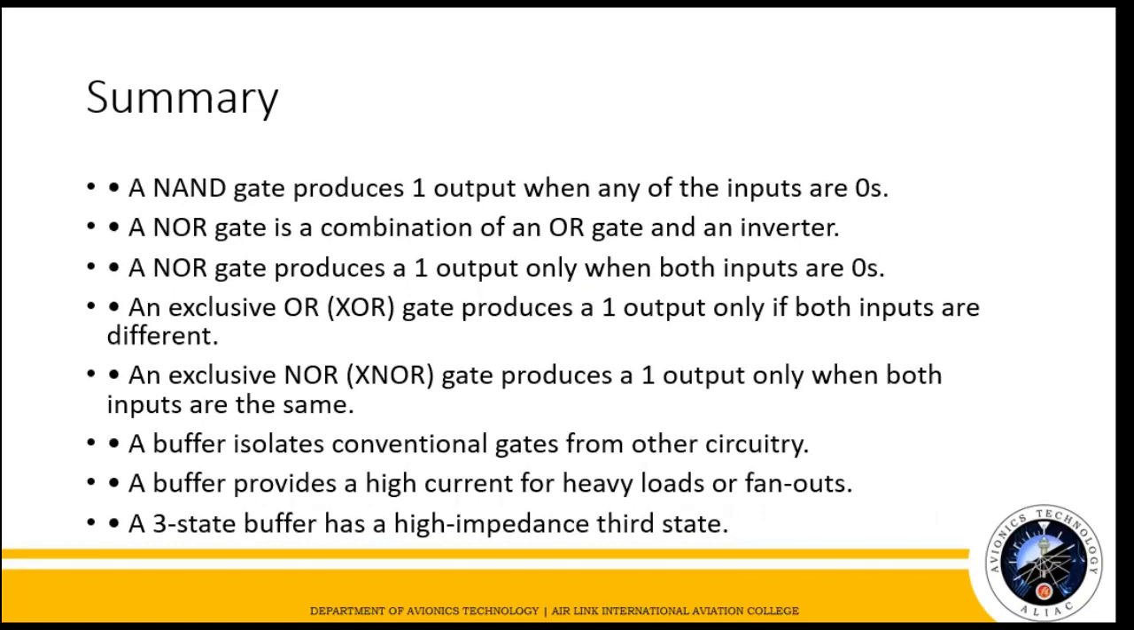So a NOR gate is a combination of an OR gate and an inverter. And a NOR gate produces one output only when both inputs are zeros. So an exclusive OR or XOR gate produces one output only if the inputs are different. An exclusive NOR gate or XNOR gate produces one output only when both inputs are the same. A buffer isolates conventional gates from other circuitry. A buffer provides high current for heavy loads or fanouts. So a tri-state buffer has a high impedance third state.